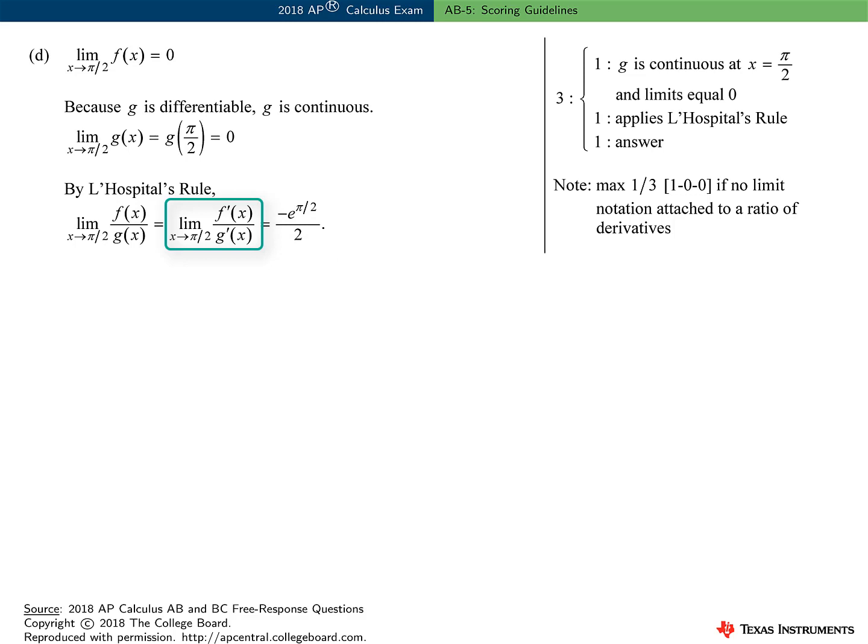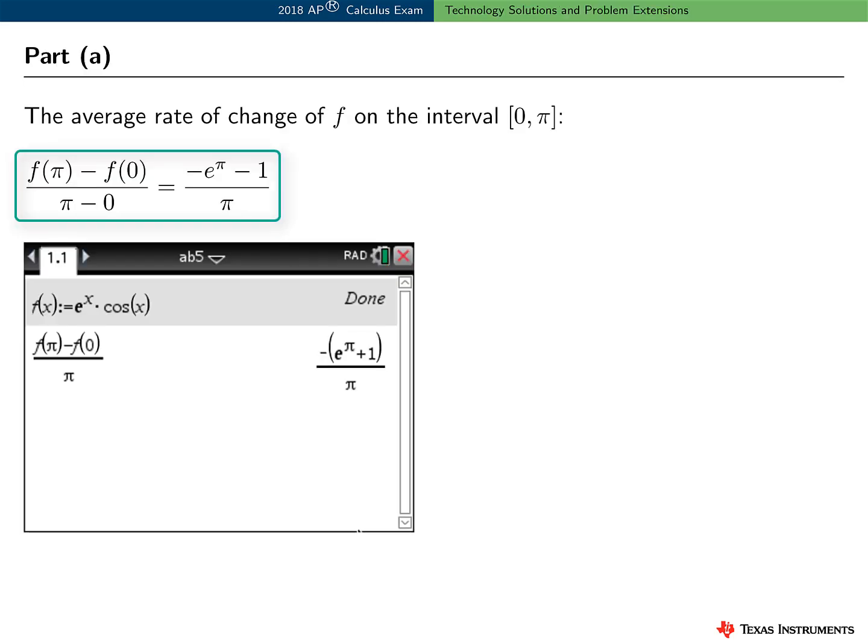Note that the student could earn a maximum of 1 out of 3 points in Part D if they did not sufficiently communicate L'Hopital's rule by writing the limit of a ratio of the derivatives. In Part A, to find the average rate of change of f on the interval 0 to pi, we need to consider this difference quotient, and then evaluate the function f at pi and 0.